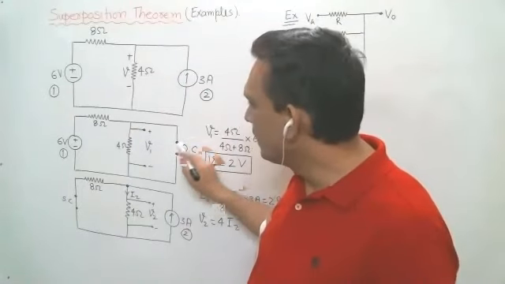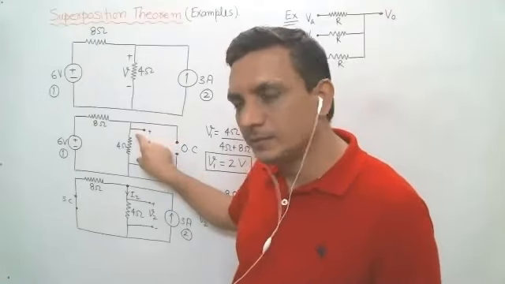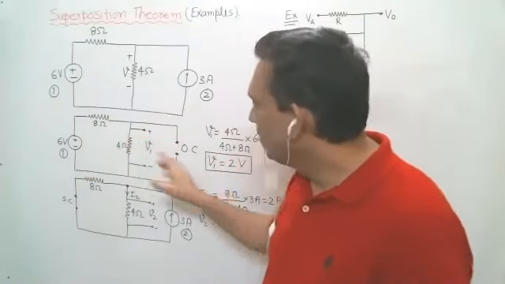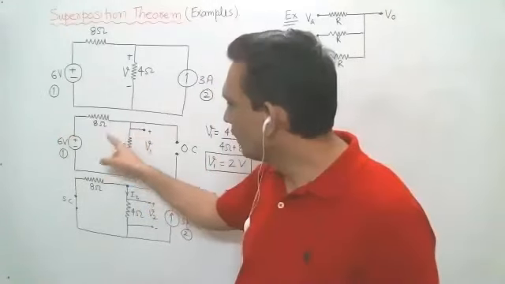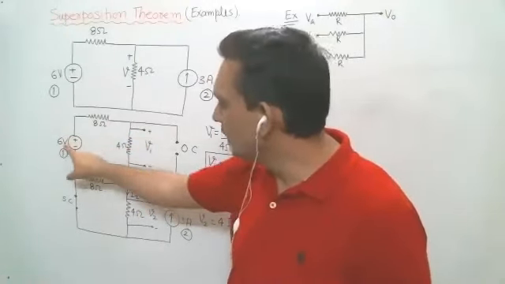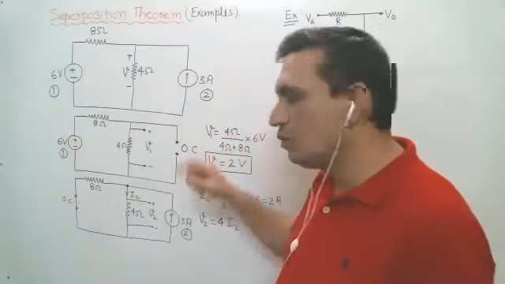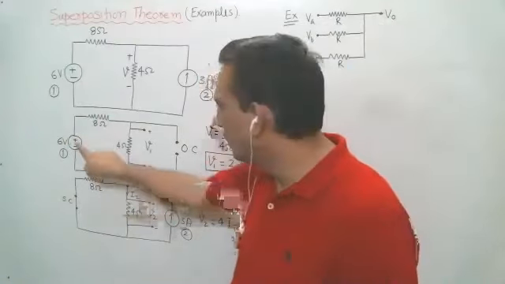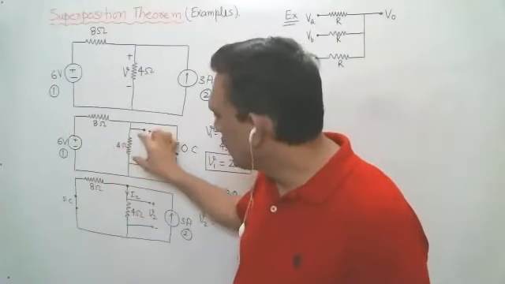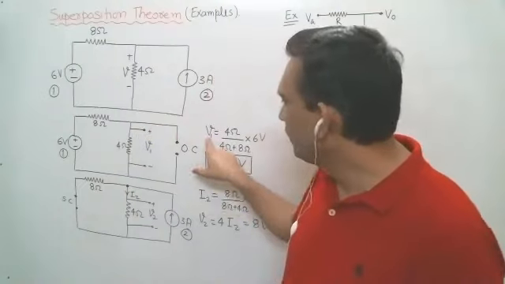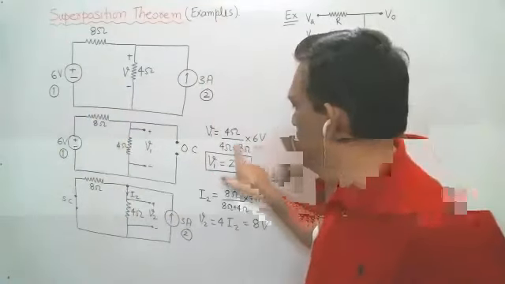Now when this is open circuited, you can easily find the voltage drop across the 4 ohm resistance. Directly you can use the voltage division rule. You have a single source. So 4 into 6 by 4 plus 8. Current is flowing in this loop, so these two resistors are in series. You can directly find V1. So 4 into 6 volt by 4 plus 8, that is 2 volt.